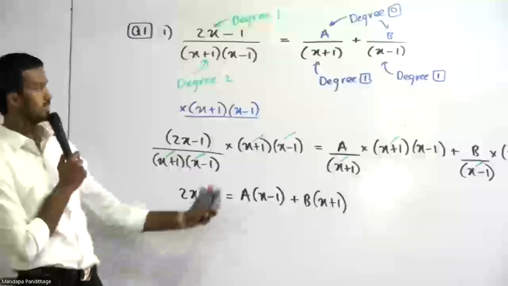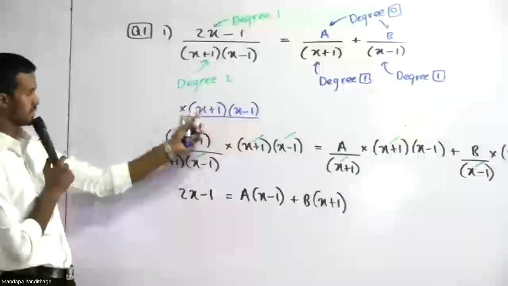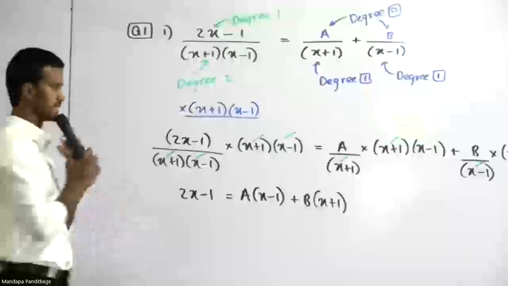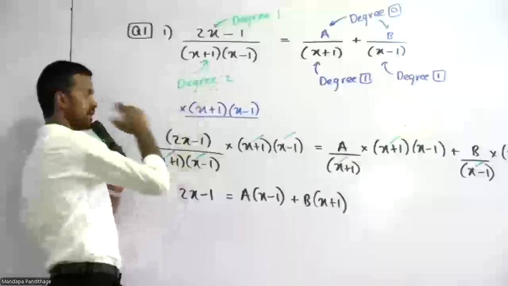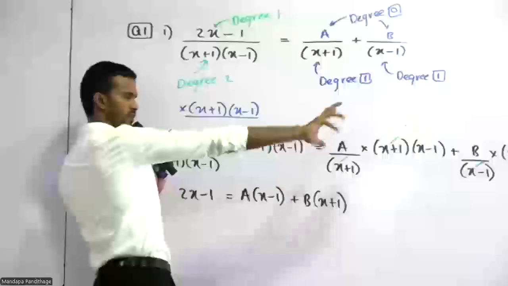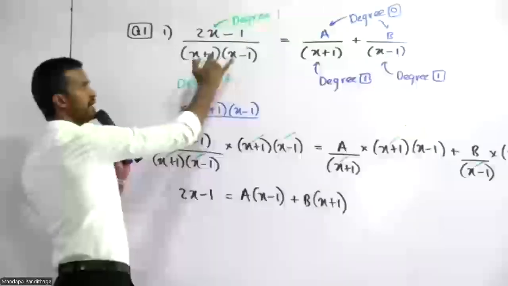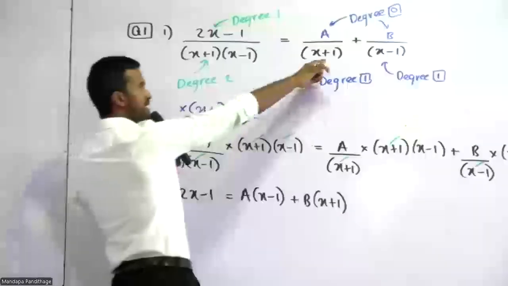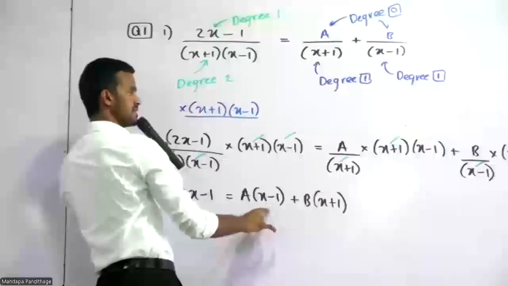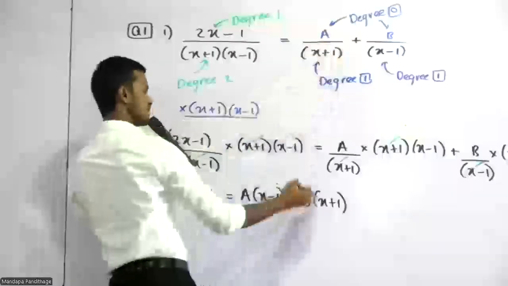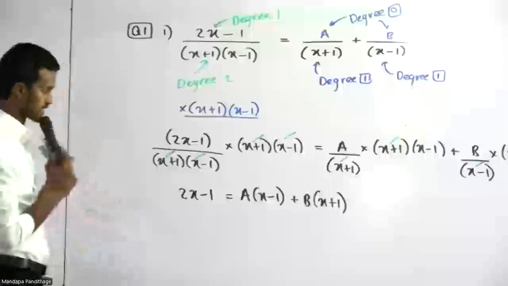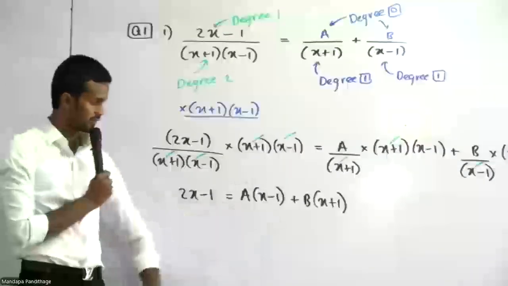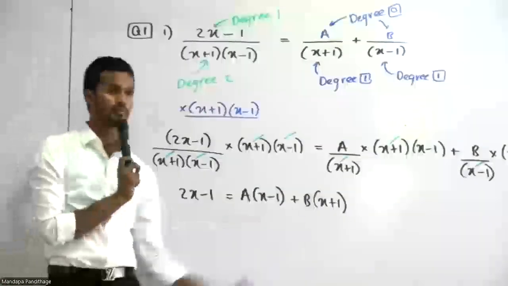After writing this one, you can directly write this. From the next question I won't be writing this step, and you don't have to write it. When you multiply, these two cancel off. X plus 1 cancels off, x minus 1 is remaining. X minus 1 cancels off, x plus 1 is remaining. So somehow you have come to here. What am I supposed to do? Find A and B.